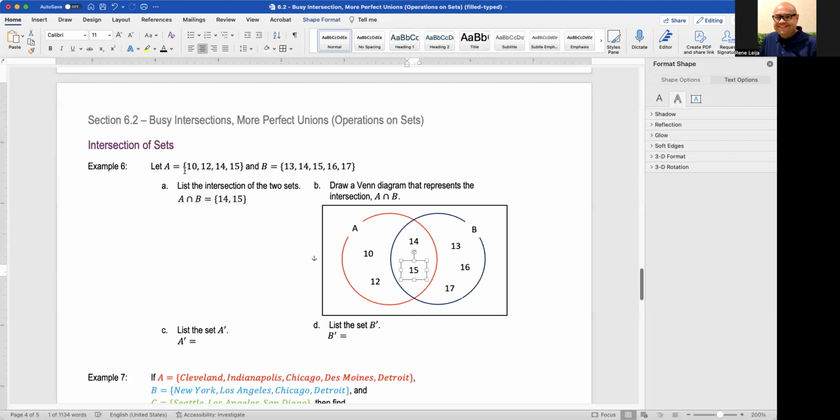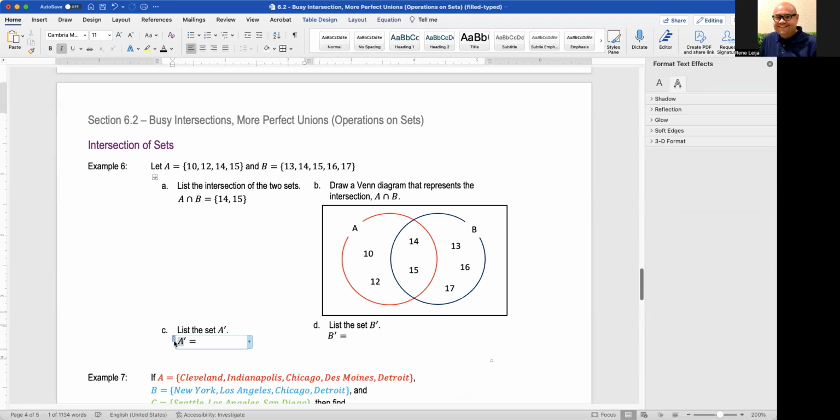Okay, so notice that for set A, we still have 10 and 12. Well, they have to go in the A circle, but they're not part of the set of B. Only 14 and 15 are included for set B. So that's why 10 and 12 go in the A circle, but outside of B. And then for B, 13, 14, 15, 16, 17, remember 14 and 15 are the two numbers that are common with set A. So again, that's why they're in the middle. But 13, 16, and 17 are only part of set B, not set A.